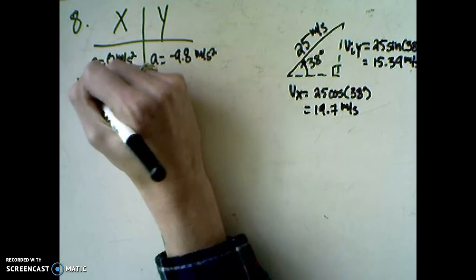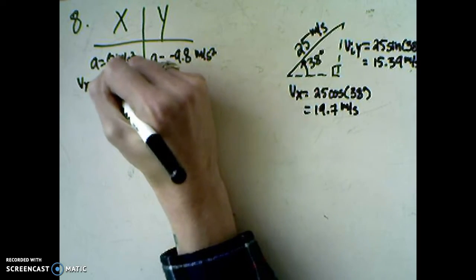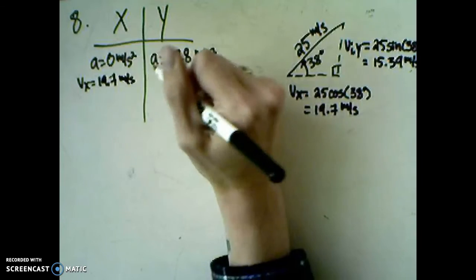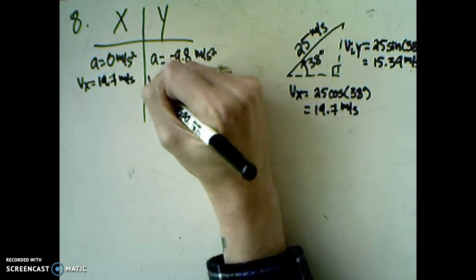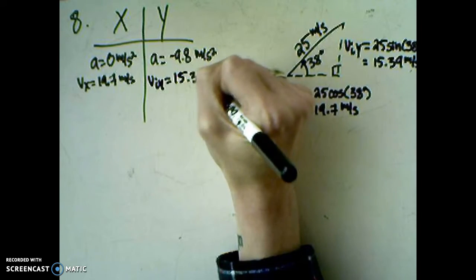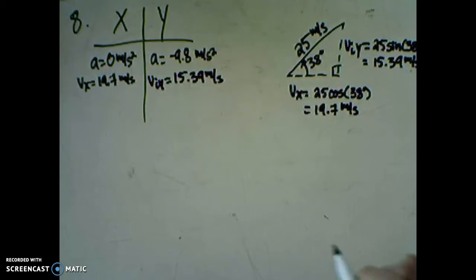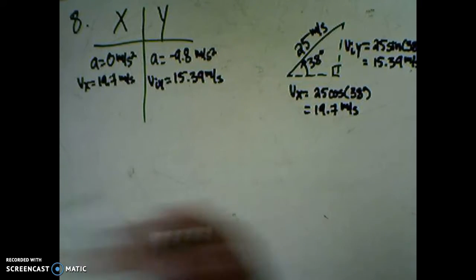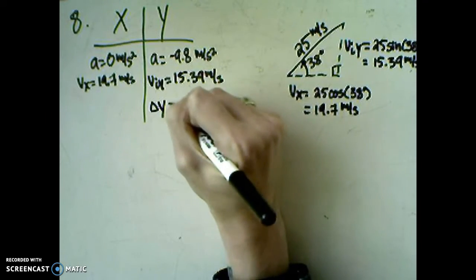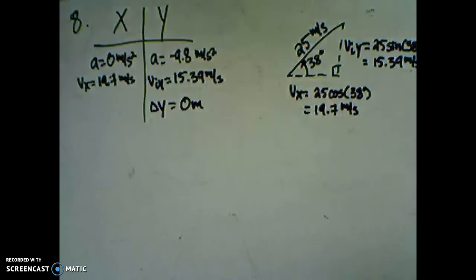So let me put these values in here. 19.7 is my x initial and final velocity because acceleration is 0. My initial y velocity is 15.39. And then let's see if I know anything else. Well, it says that the balloons are fired from the ground and they hit level ground. So yet again, from ground to ground gives me 0 as my delta y.